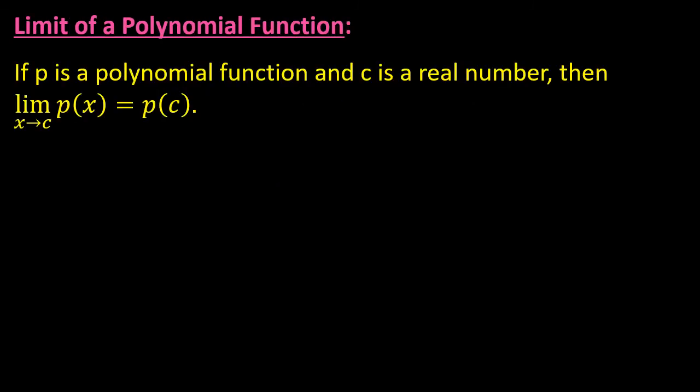Okay, the next two properties, the limit of a polynomial function. If p is a polynomial function and c is a real number, then the limit of p of x as x approaches c is p of c. And the reason this happens is because the function is continuous. So I've kind of been hounding that the whole entire time.